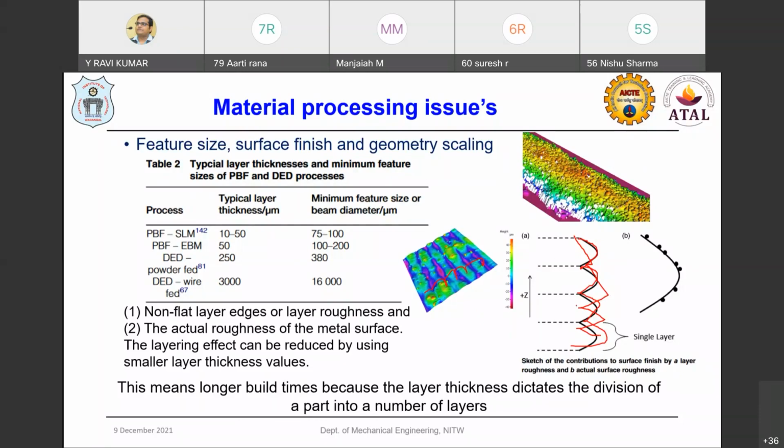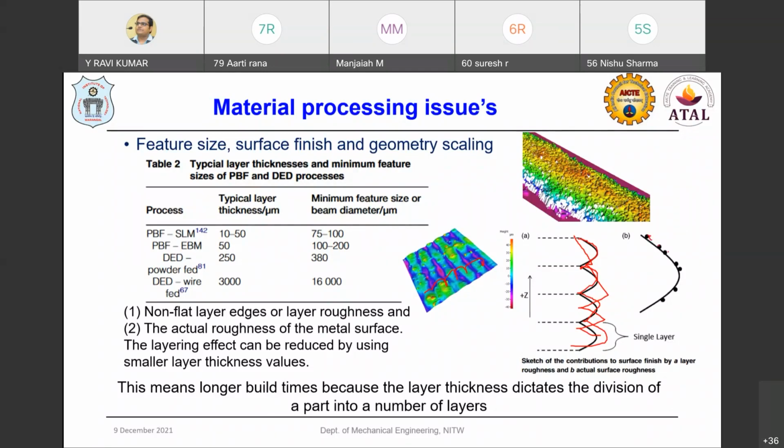Even in the single layer, observe here how the actual surface roughness will be there in the metal surface, in the single layer itself. With a smaller layer thickness, you can see unmelted powder particles will be there.